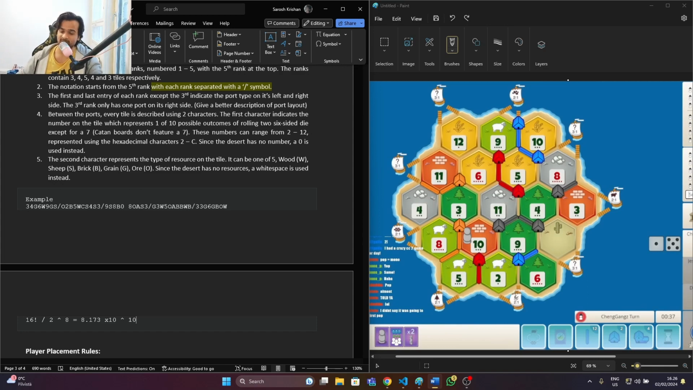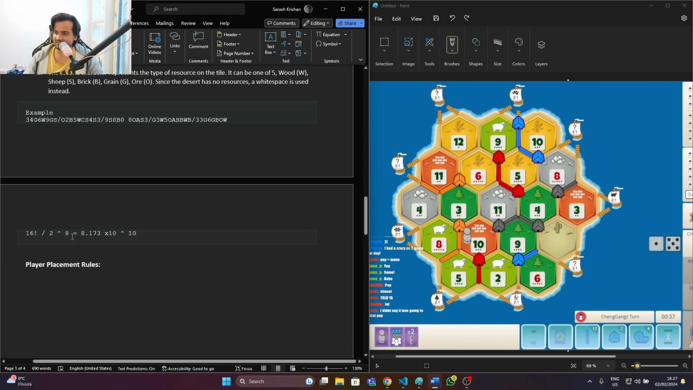Dang, that's the total possible combinations, or permutations, of Catan boards that can exist. That's a lot of boards. Okay, that was a fun little math lesson for us all. Let's just add this. Yeah, why not?